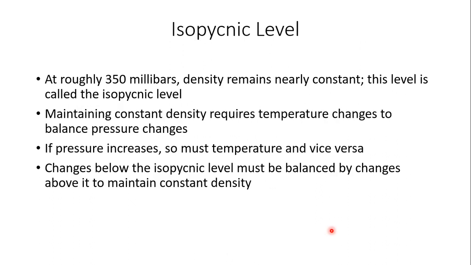Talking about the isopycnic level, generally it's about 35,000 feet at 350 millibars above the ground, where you have density remaining constant. However, in order to keep that density constant, you have to have both temperature and pressure changes. And it's a directly proportional relationship. If temperature increases, then the pressure must increase. If temperature decreases, the pressure must decrease.